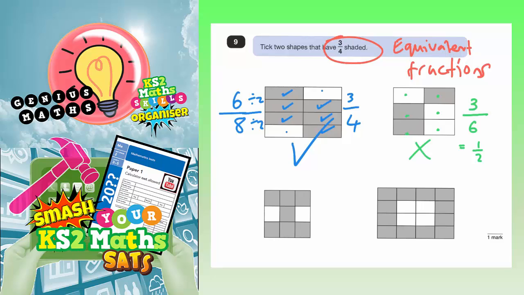Let's have a look at this one down here. So we've got 1, 2, 3, 4, 5, 6, 7 squares shaded, and then 8, 9 out of 9. So that's 7 out of 9. Well, 7 and 9, the only number they will both divide by is a 1. And so 7 divided by 1 is 7, and 9 divided by 1 is 9. So that doesn't simplify at all, really. That's just 7/9. And 7/9 is not the same as 3/4. So that one we're going to cross.